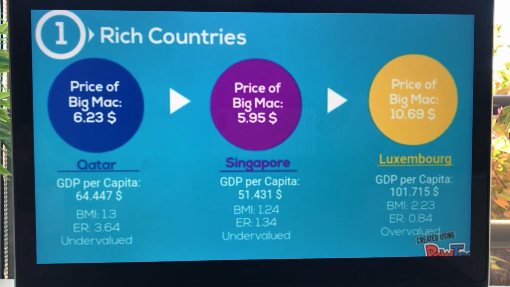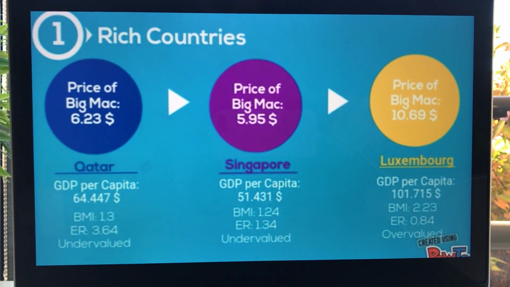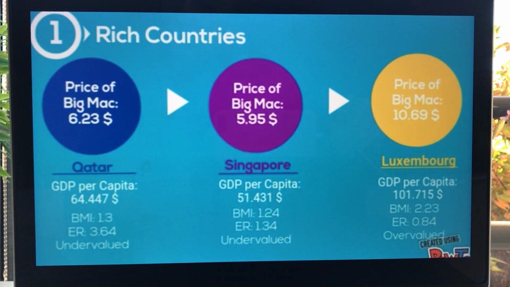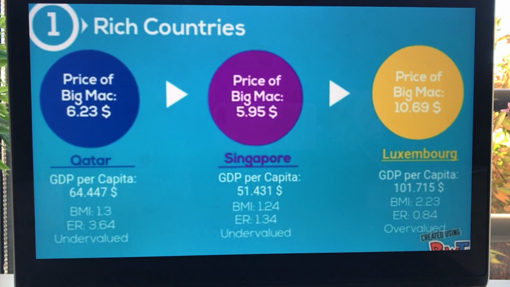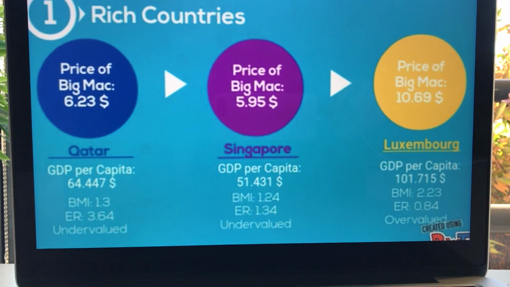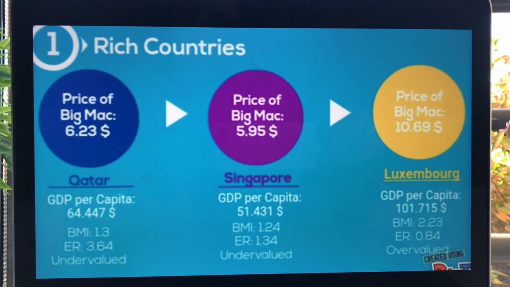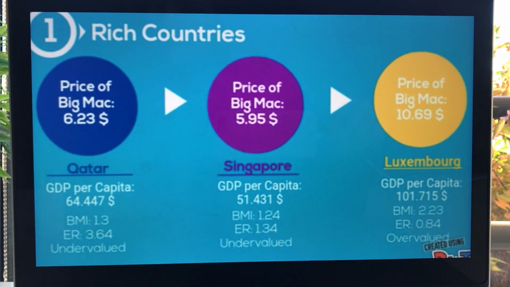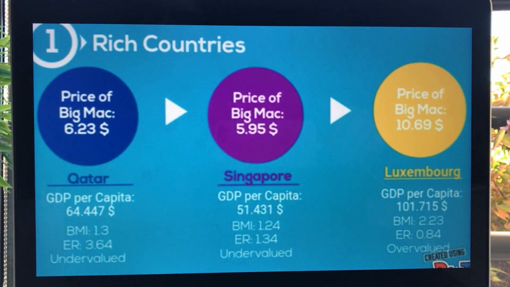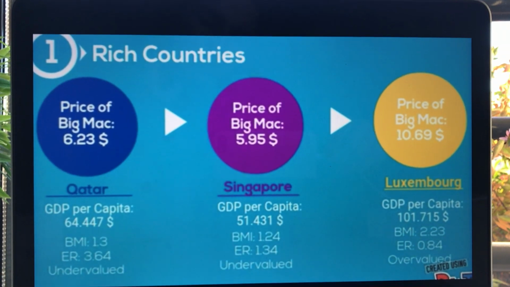The third country we have chosen to talk about is Luxembourg, where the GDP per capita is $101,715. The exchange rate here is 0.84 and the Big Mac Index we got is 2.23. This means that the currency is overvalued, as the exchange rate is lower than it should be. The price of the Big Mac in Luxembourg currently is $10.69.